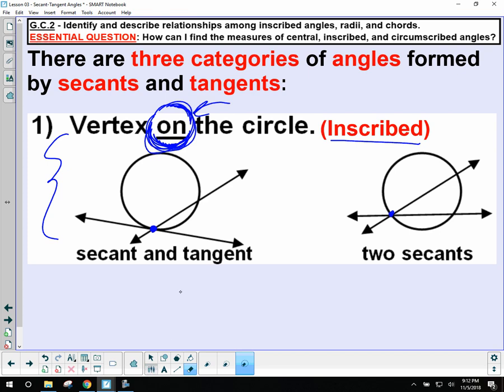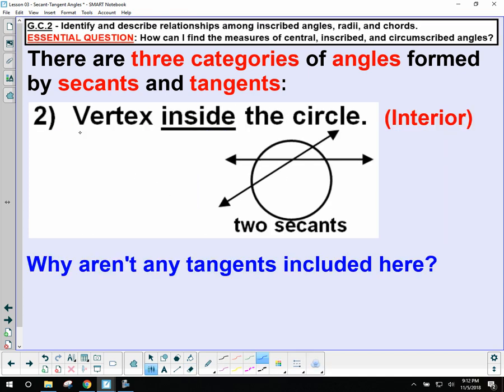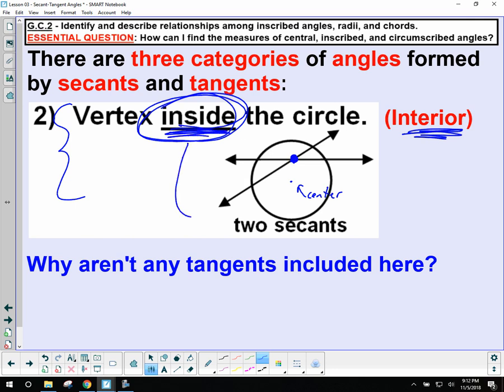Second one. Vertex is inside the circle, interior. See the vertex inside. Notice it's not the center. That's the center. This is not the center of the circle, because remember that follows different rules. We're about to unload some rules on you right now, but right now we need to understand this is inside the circle, but not the center. Not center. Can't say that enough. Probably can't write it enough either.